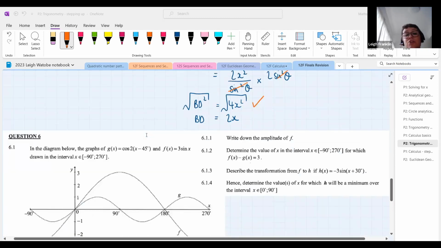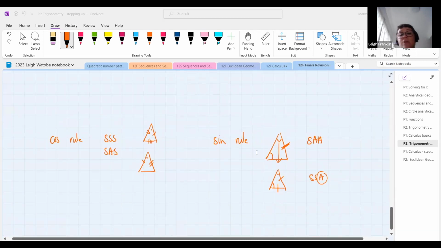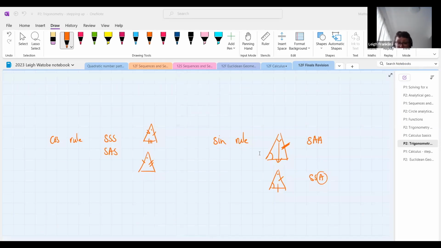There are some situations where both will work. All right, but the sine rule is you can have two angles and a side and work out another side, or side, angle, but it's not the included angle. So again, you can use it to work out a side or an angle. Okay.